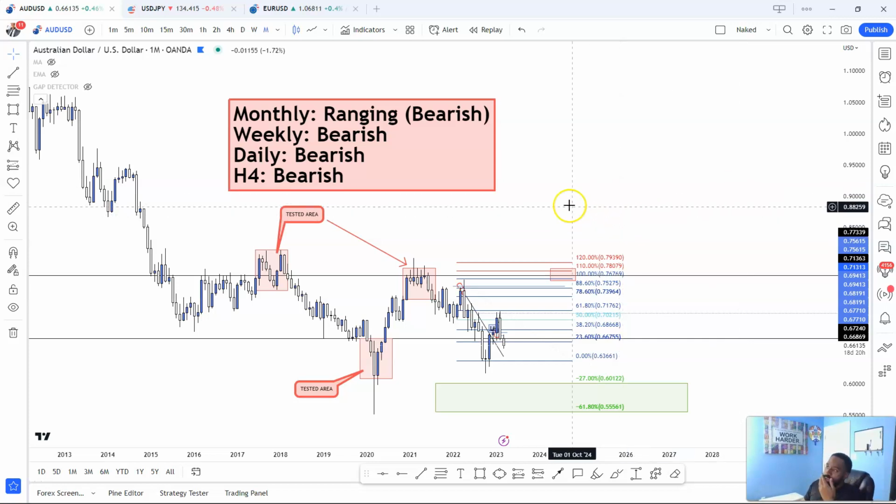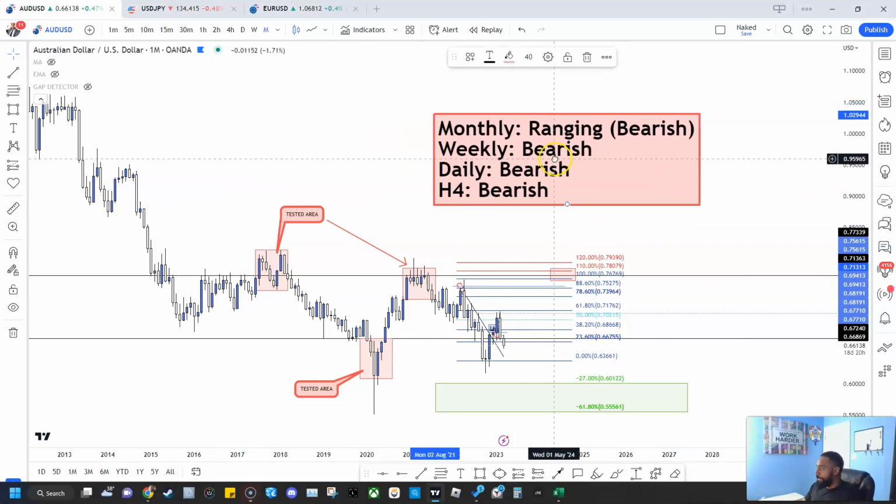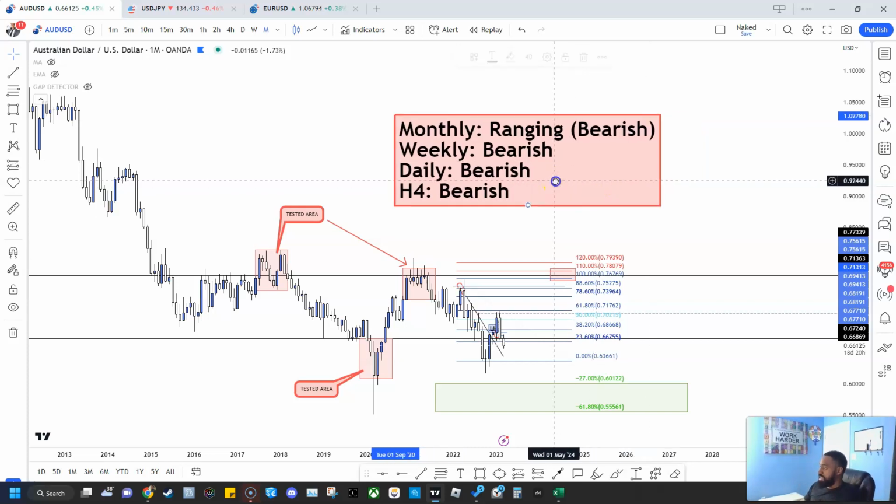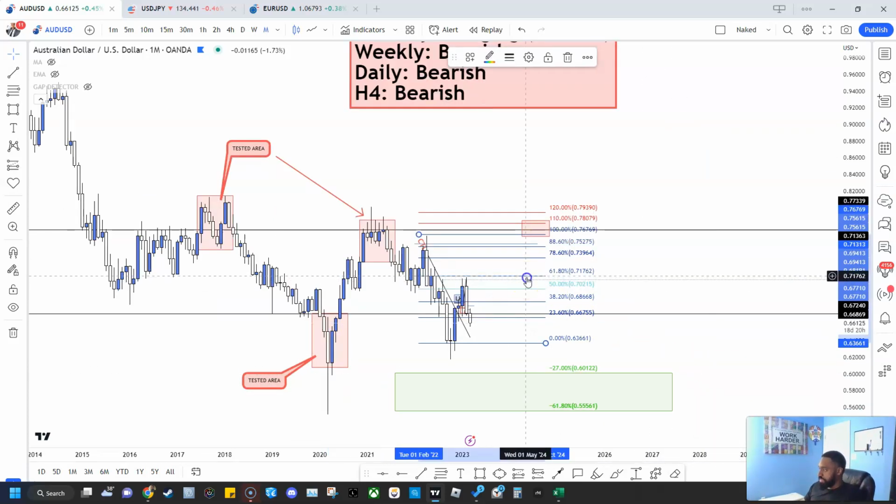All right, we've got USD. Like I said, the monthly time frame is still ranging. It's been ranging since 2016, 2017. But for me, I would consider it to be bearish, right? And here's why. Let me take this off a little bit. Matter of fact, I'm going to leave it right there.